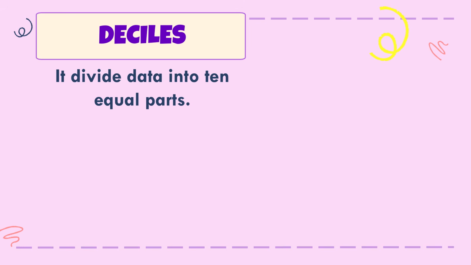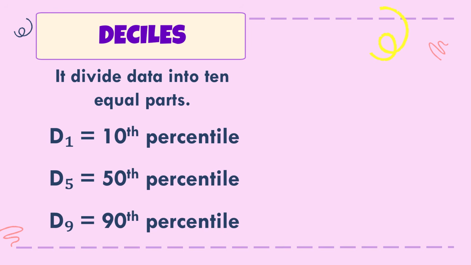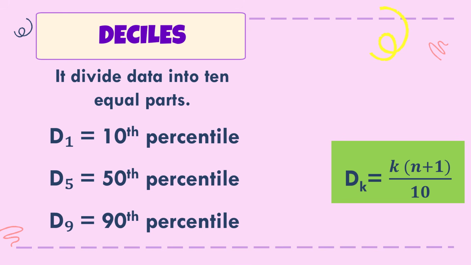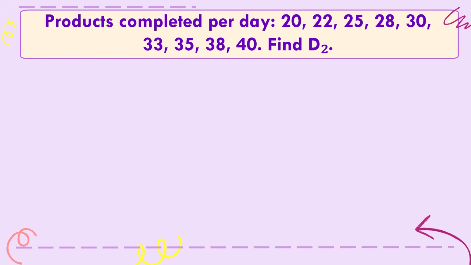Let us now recall deciles. Deciles divide the data into 10 equal parts. Decile 1 is also equal to percentile 10. Decile 5 is also equal to percentile 50. Decile 9 is equal to percentile 90. So decile k is equal to k times (n plus 1), and since this is decile, over 10.